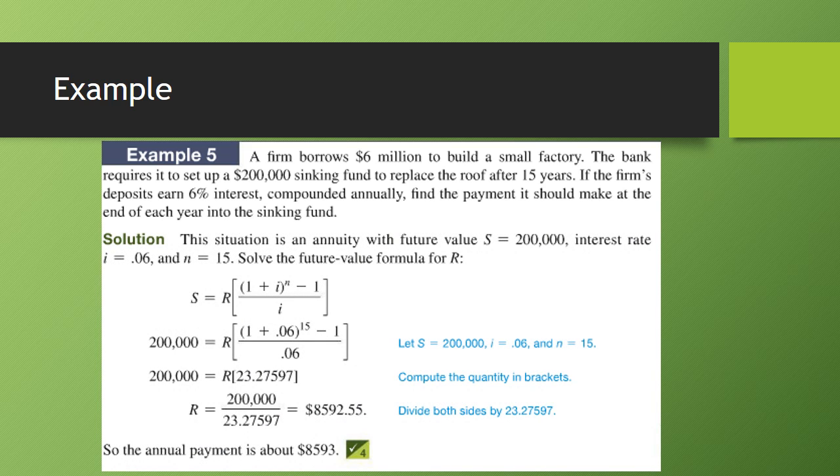Okay, again, we need $200,000. That's actually our future value. That's what we want to end up with at the end of 15 years. We don't know the payments yet, so R is going to be our variable. Putting all the other numbers in, our interest is 0.06, and that will be divided by 1 because it's annual compounding. It's 15 years, so N is 15. And then doing a little algebra, we discover that every year they need to deposit $8,593.